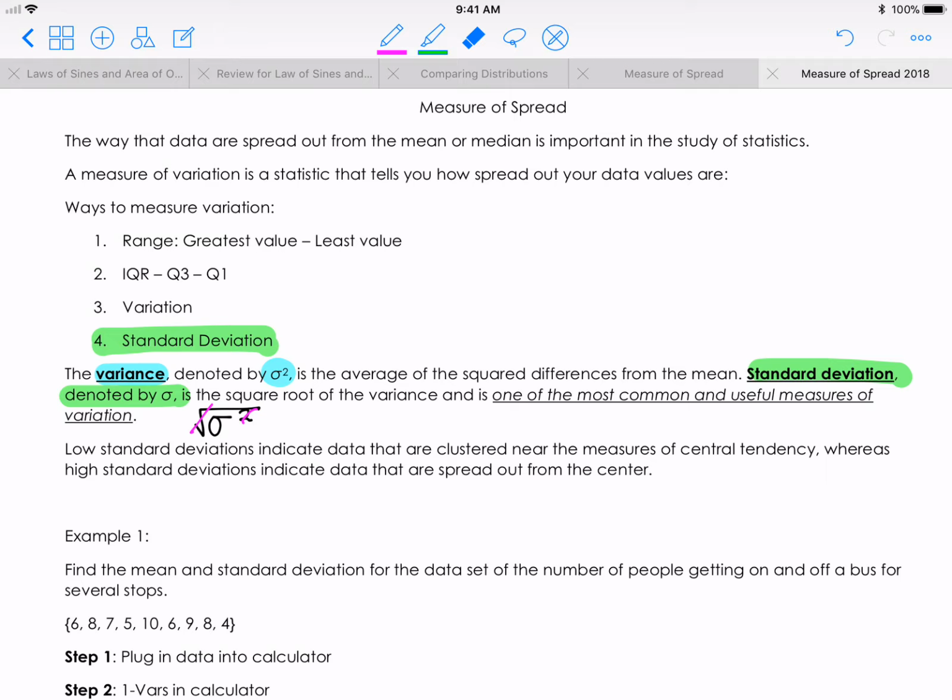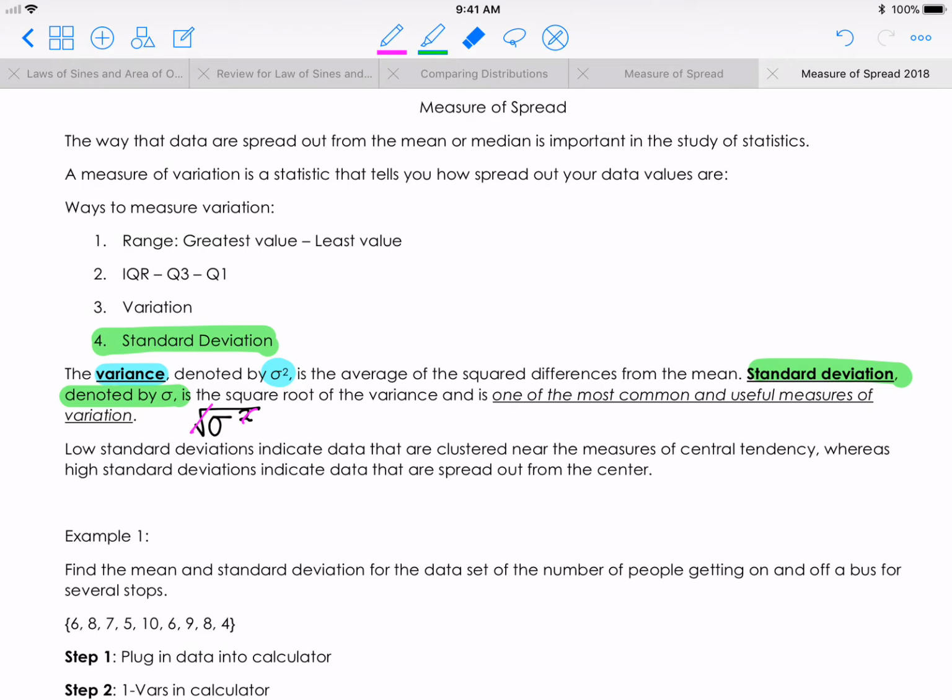All right, so your standard deviation is one of the most common and useful measures of variation. We use it all the time. That's why we highlighted standard deviation when talking about ways to measure variation. Number 4, standard deviation is the most commonly used. Just like we talked about before, if you have a low standard deviation, it indicates that the data values in your data set are all clustered near the measure of central tendency, wherever that's your mean, median, or mode. They're clustered around that measurement.